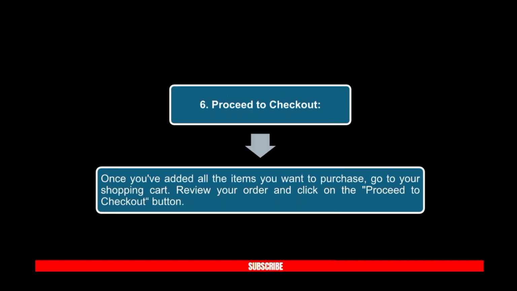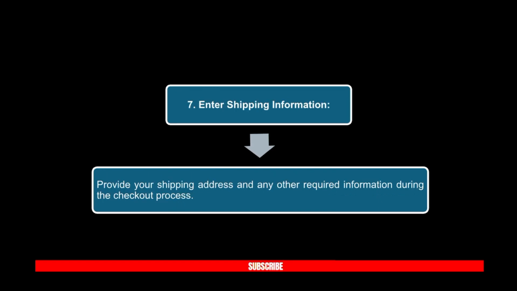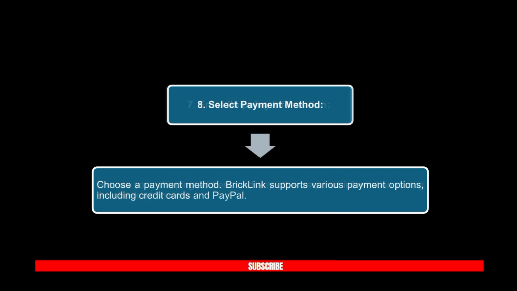After that, proceed to checkout. Once you have added all the items you want to purchase, go to your shopping cart, review your order, and click on the Proceed to Checkout button. Number 7. Enter shipping information. Provide your shipping address and any other required information during the checkout process.